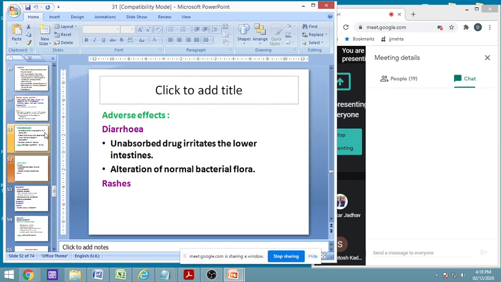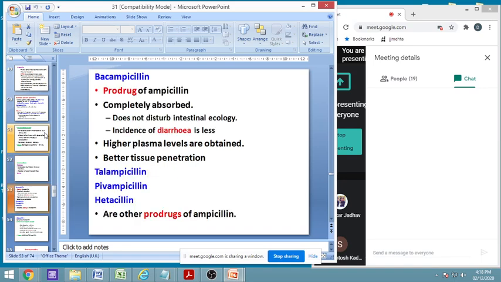Adverse effects are diarrhea: unabsorbed drug irritates the lower intestine and causes alteration of normal bacterial flora. This we have considered during general consideration of antibacterial treatment. We call it a superinfection. Those who were absent at that time can go through it and study what it was and how it is affecting. What is the importance of bacterial flora, how they are beneficial to human beings, and if it is affected, what will happen and how we can take care of it. Then other adverse effects are rashes.